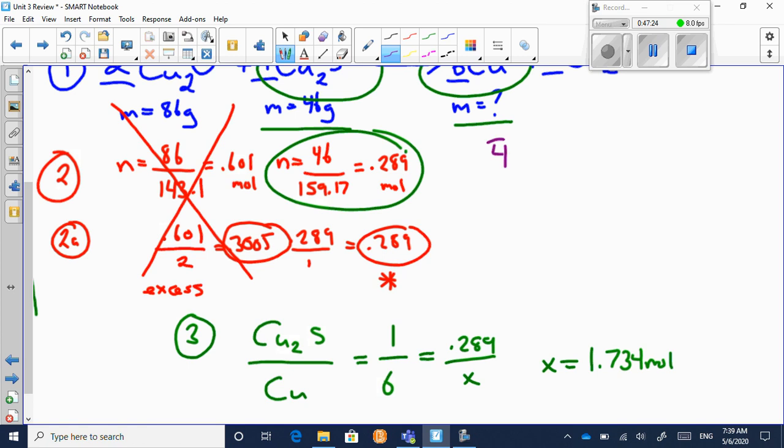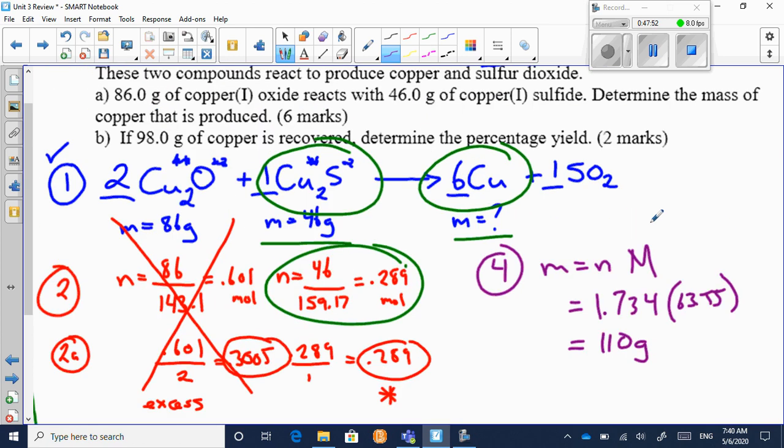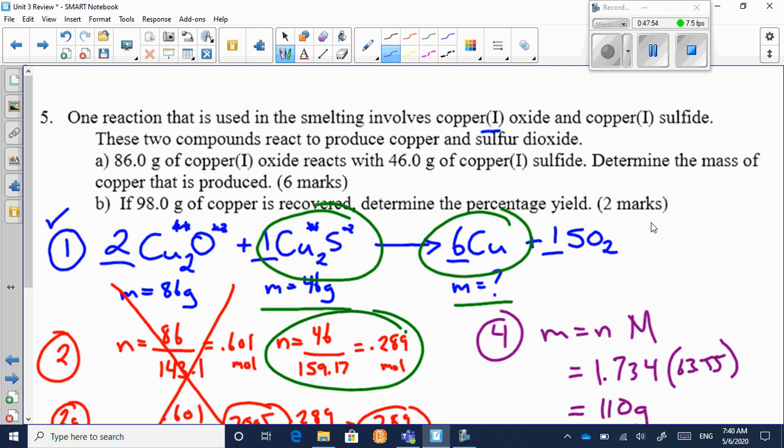Here it is. Step number 4 is convert back. So mass is equal to n times big M. So it's 1.734 times the molar mass of copper, which is 63.55. And when I do that, I get 110 grams. Okay, so that is how you move through the steps of stoichiometry.